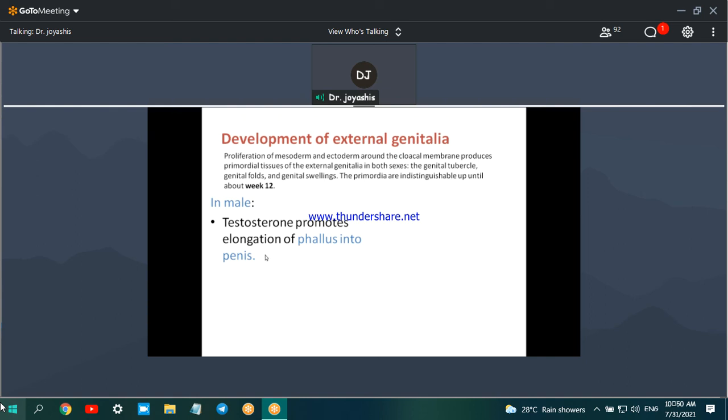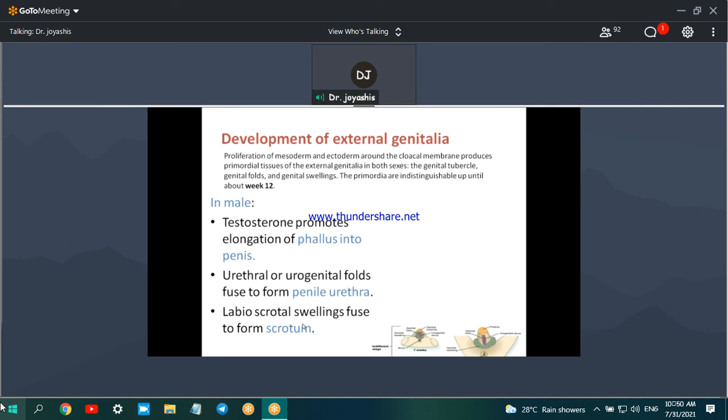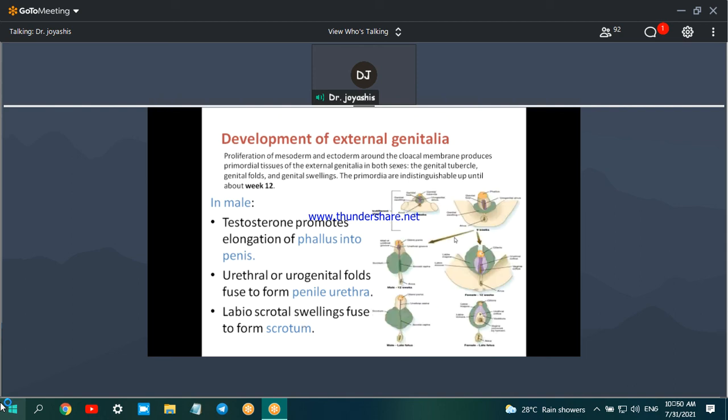In males, testosterone promotes elongation of the phallus into the penis. And the urethral or urogenital folds fuse to form the penile urethra. Labioscrotal swelling fuses to form the scrotum. This is in different stages up to 7 weeks.